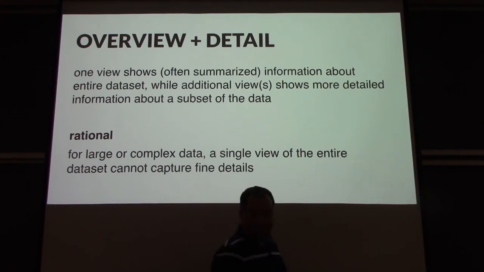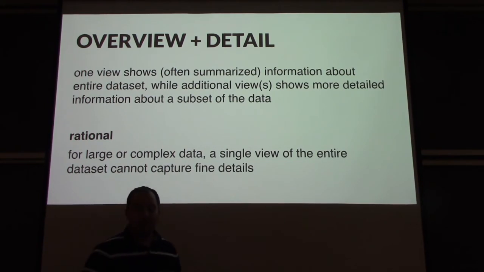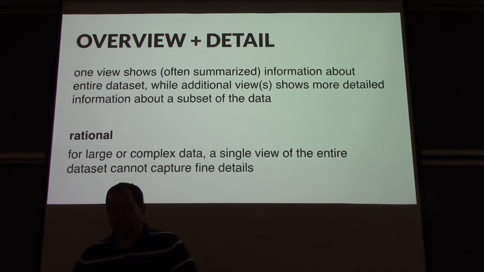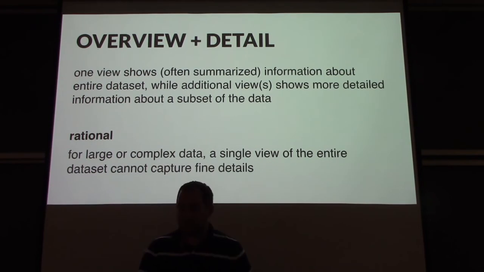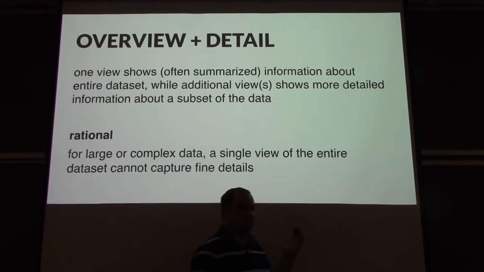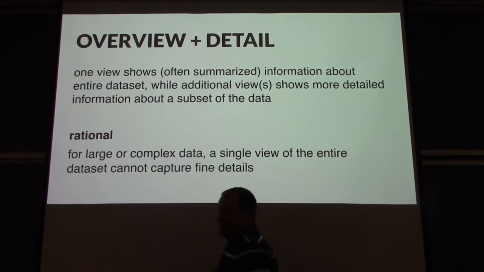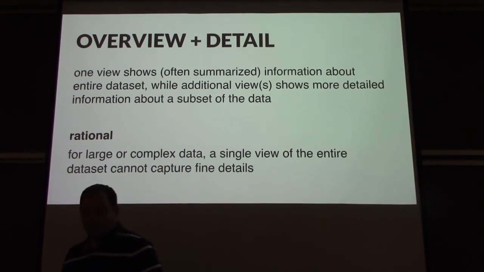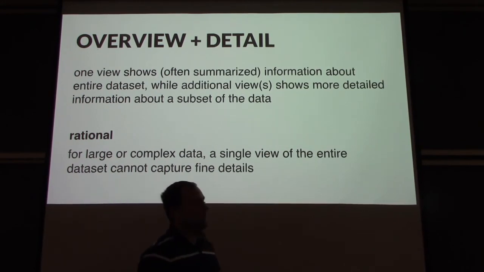This principle, overview and detail, is one of the key things when we use multiple linked views. We show one view, which often shows a summary of the information about the entire data set, while additional views show more detailed information about a subset of the data, which is essentially user-driven. This follows the principle we talked about by Shneiderman: overview first, zoom and filter, details on demand. And the rationale here is that for a large or complex data set, a single view of the entire data set can usually not capture fine details.